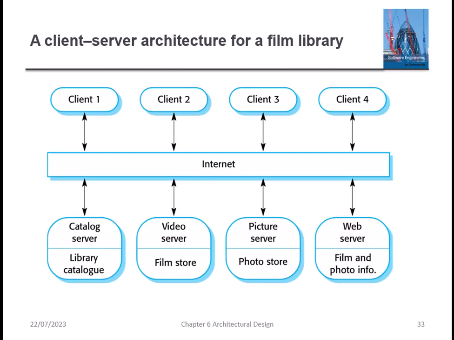This is an example: client 1, client 2, client 3, client 4 through an internet browser. They connect with their own different servers. Client 1's server is a library catalog, client 2's server is a video server, film store, photo store, and then film and photo info. Everyone is independent.